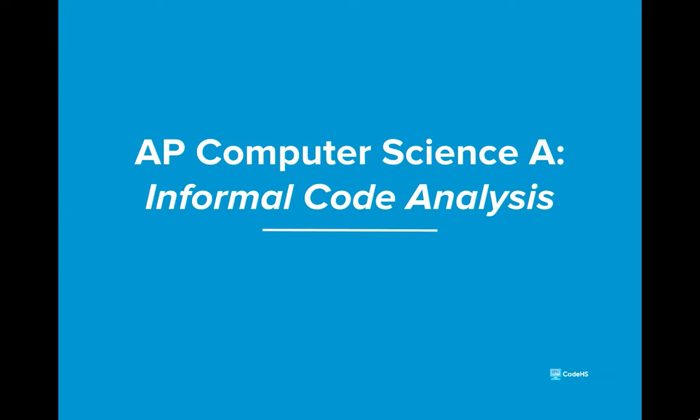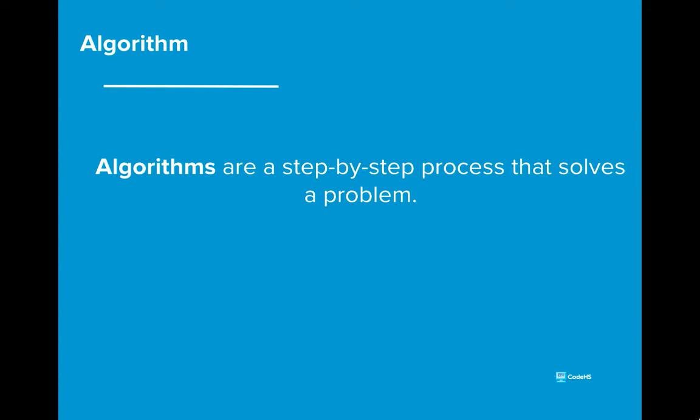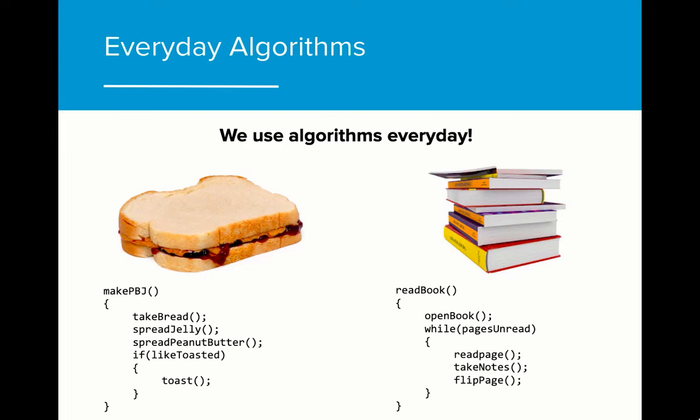Hi, in this lesson, we'll look at informal code analysis. Throughout this course, we've spent a considerable amount of time developing algorithms. Algorithms are a step-by-step process that solves a problem. Many, if not all, of the programs that we have developed are considered algorithms because they solve a problem. We also use algorithms in our daily lives and don't even think about it.